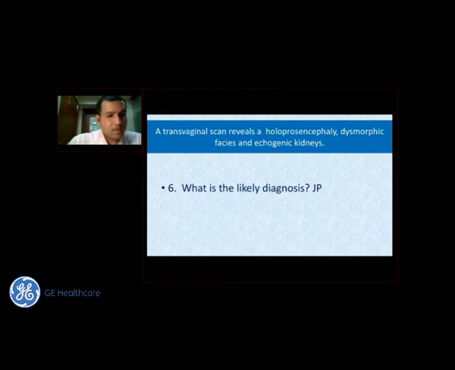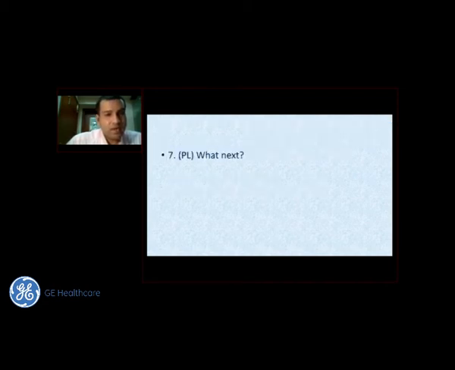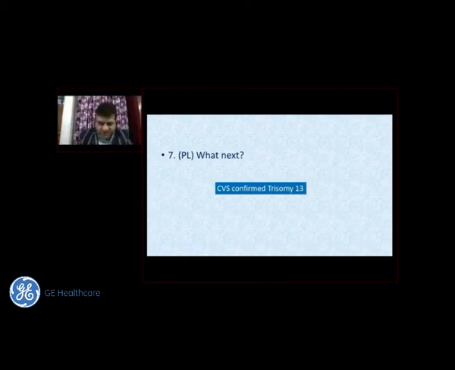Seeing the semilobar holoprosencephaly, dysmorphic face, and echogenic kidneys, the first thing we want to rule out is aneuploidy, and the first thing in that would be trisomy 13. So I would definitely want to go for an invasive procedure. Yeah, a chorionic villus sampling without doubt would confirm the findings that have been explained here. Absolutely wonderful. So CVS confirms trisomy 13 as suspected.